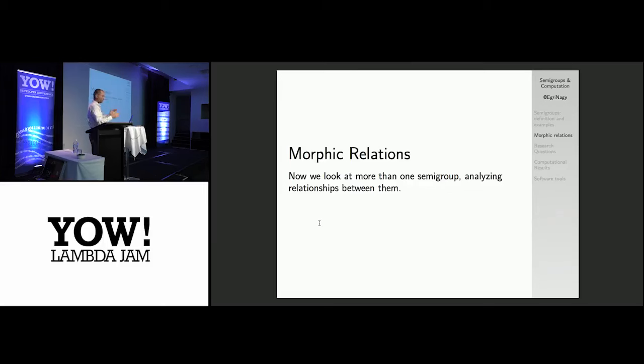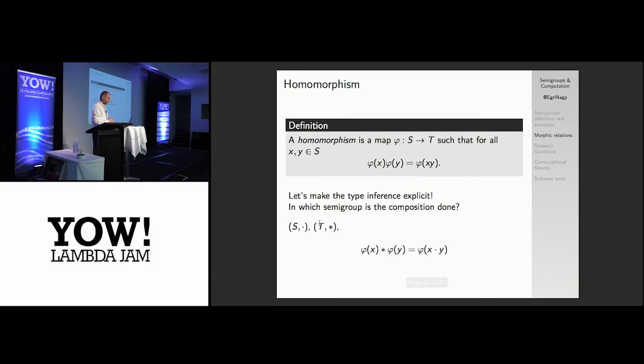Okay, so I've been talking about a single semigroup. Now let's look at what sort of relationship we have between them. This is the idea of the homomorphism, and in the special case, isomorphism. And this is the definition. You have a map phi from the source semigroup to the target semigroup, such that for all elements x and y in S, this is true. Okay? So this is how it's written in textbooks and in mathematical monographs.